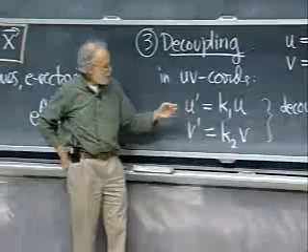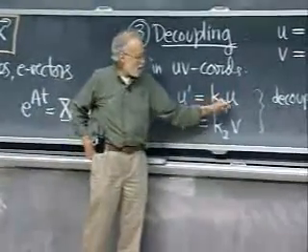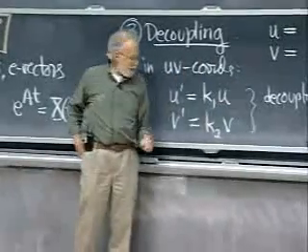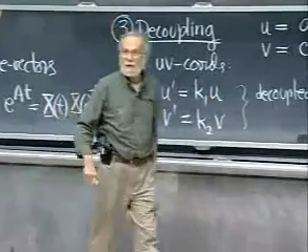To solve this, all you say is u is equal to some constant times e to the k1t, and v equals another constant times e to the k2t.